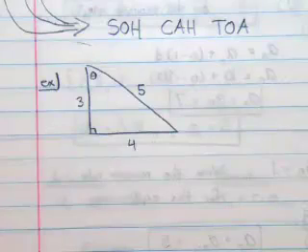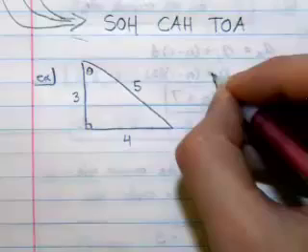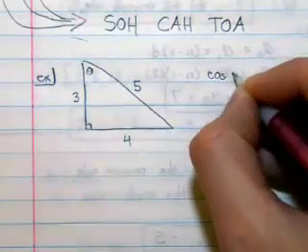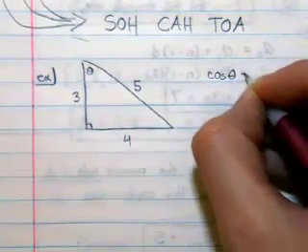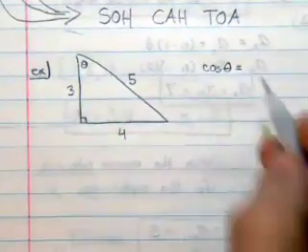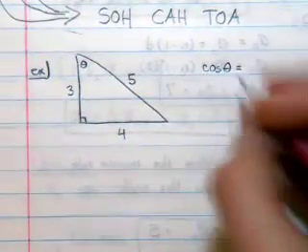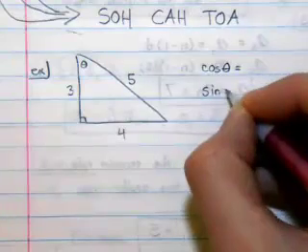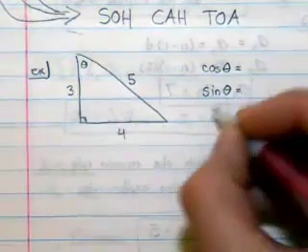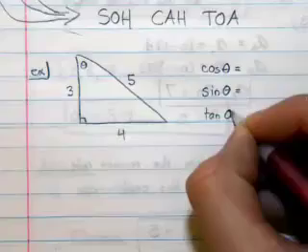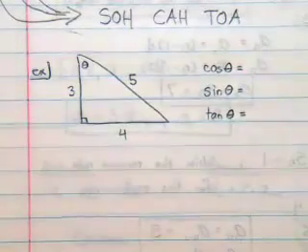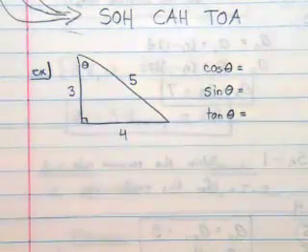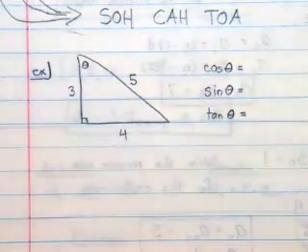Okay? And I want you to tell me the fraction for each of these. So instead of writing out the word cosine every time, we can just do cos. Instead of writing out sine, just sin. And instead of tangent, just tan. Okay, but for each one of those, write down the fraction that it should be equal to from the triangle there.